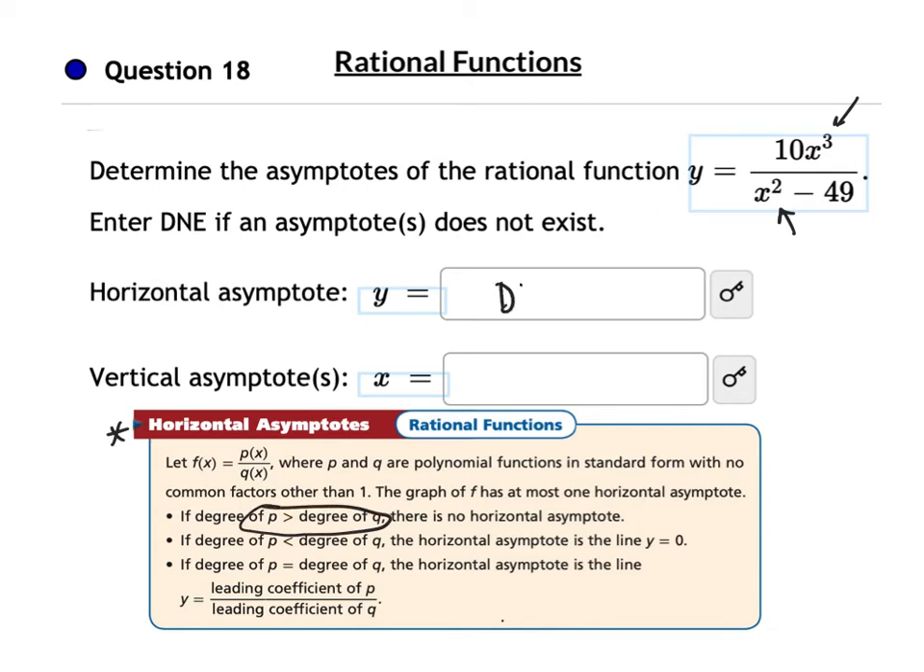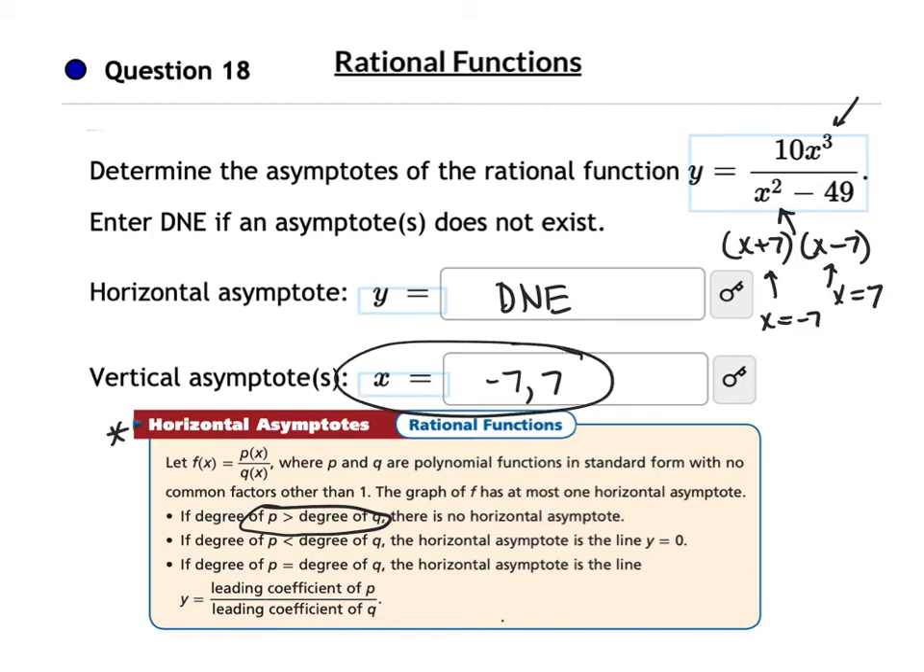It does not exist. Vertical asymptotes, there's going to be more than one because the denominator factors to x plus 7 times x minus 7. It's a difference of squares. So we have two of them. We know that x can't be negative 7. x equal negative 7, keep in mind, and the other is x equals 7. The two asymptotes are x equal negative 7 and x equals 7.